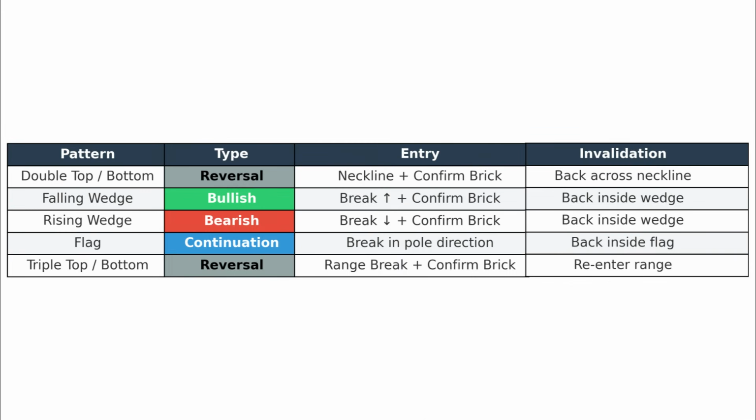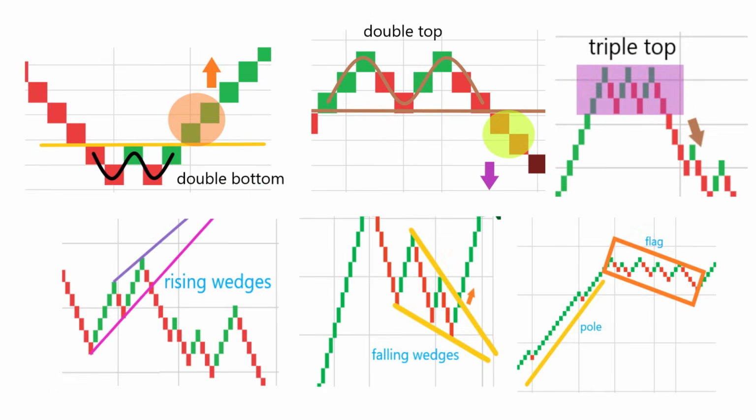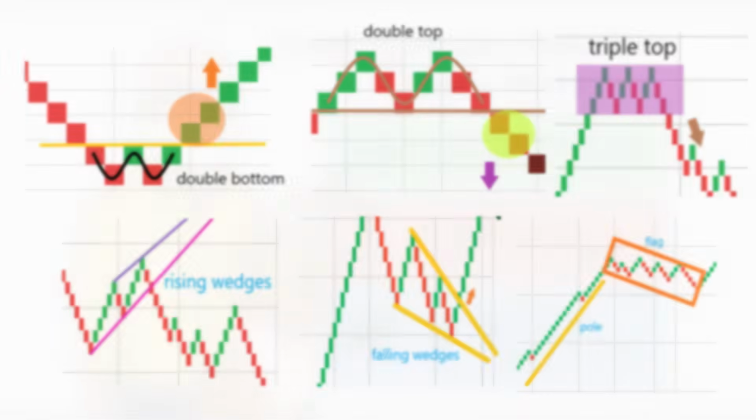Here's a quick side-by-side comparison of all 5 Renko patterns. Notice how entries always depend on a confirmed brick, and invalidation comes when price closes back inside the structure. So that's a quick look at how the main Renko patterns compare side by side. But here's the thing, recognizing the pattern is usually the easy part. The real difference comes from what we do after we spot it.